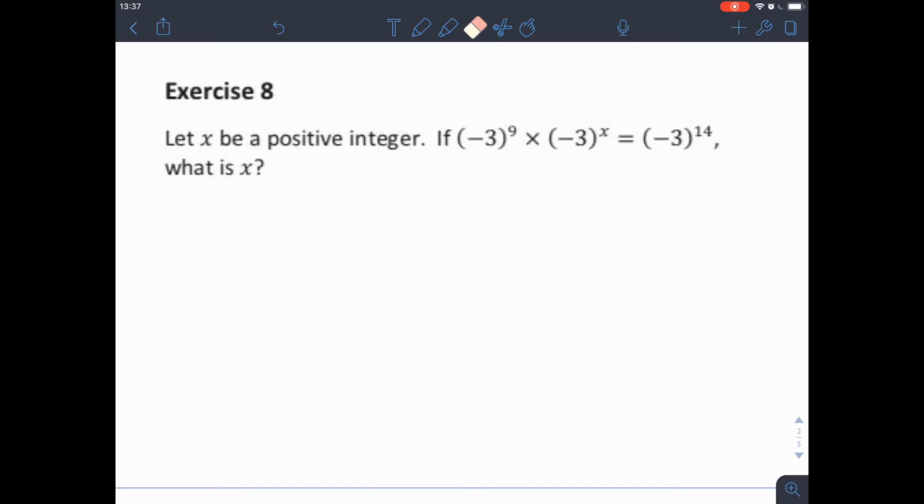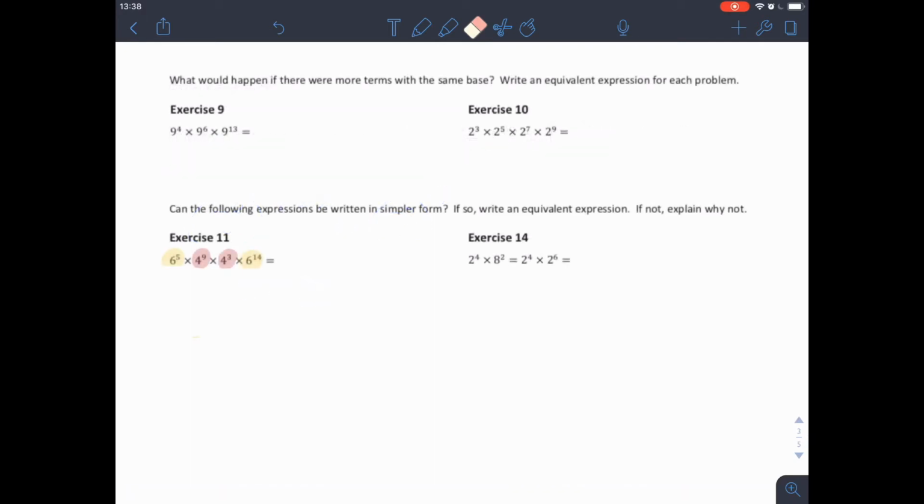So since our bases are all the same here, what we would end up doing is negative 3 to the power of whatever 9 plus x is. And they already told us that's going to be 14, so I just need to figure out, well, what number could I have added to 9 to get 14? That's 5. So that second term there, negative 3 to the x power, the x would be 5 in order to make this equation true.